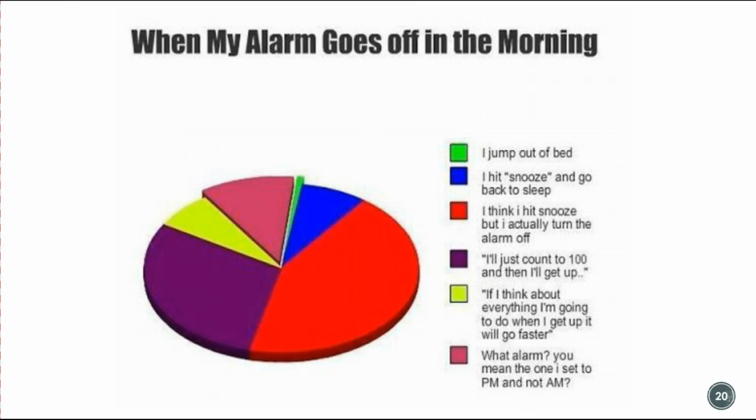Anyway, and then here's one more. When my alarm goes off in the morning, I actually am the top category there. I jump out of bed. I wouldn't say I necessarily jump out of bed, but when my alarm goes off, I get up and I just go. And then I don't do the snoozing thing. And let's see, I hit snooze and go back to sleep. I think I hit snooze, but I actually turn the alarm off. I'll just count to 100 and then I'll get up. That's kind of that purple. If I think about everything I'm going to do when I get up, it will go faster. And then what alarm? You mean the one I set to PM and not AM? That's a frustrating thing that you definitely don't want to do.